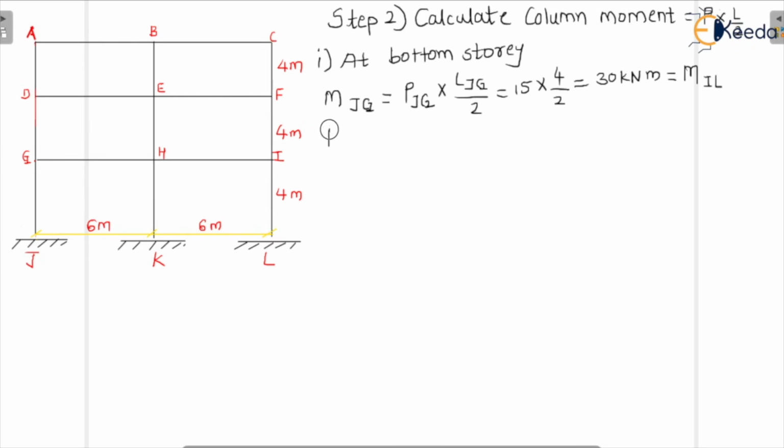Now M of Hk is equal to P of Hk into L of Hk by 2. So here 30 into 4 by 2. So this answer will get it as 60 kilonewton meter. Okay, this is 4 by 2 because the height is 4 meter. So that's why this length of the column we are considering. So this is our bottom story. Now let's see a middle story. So first story.